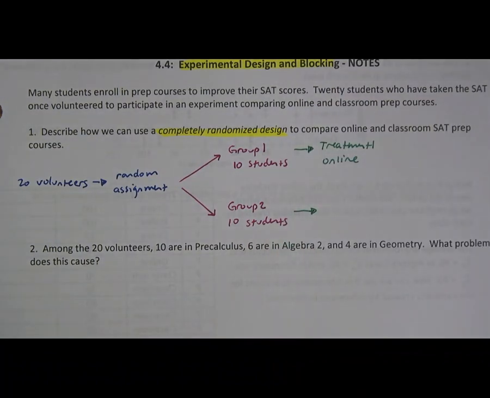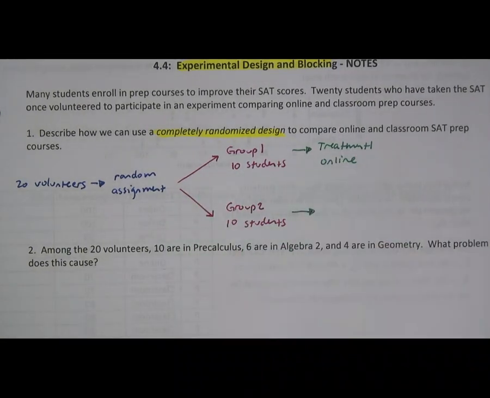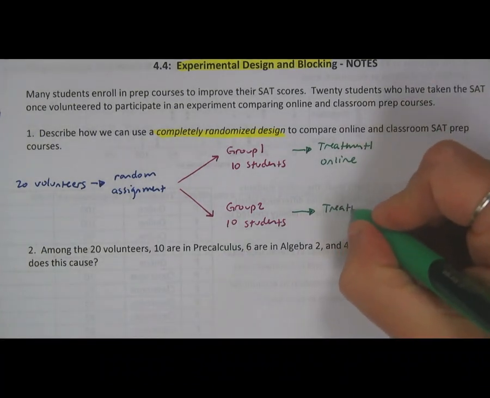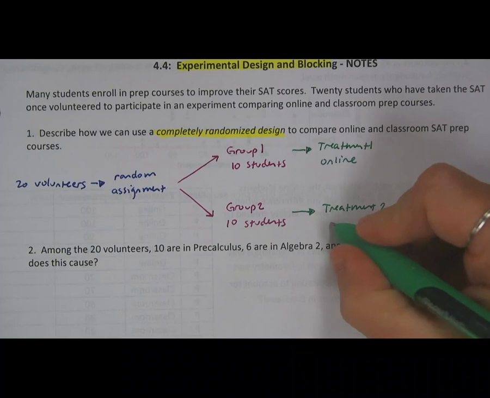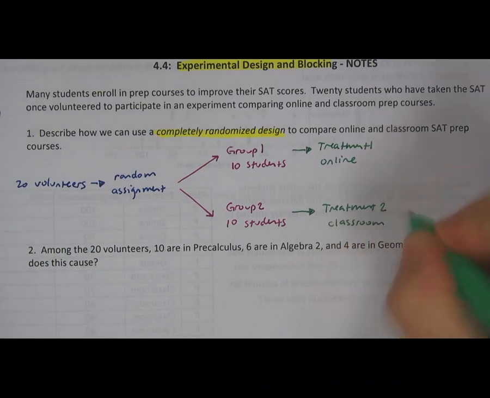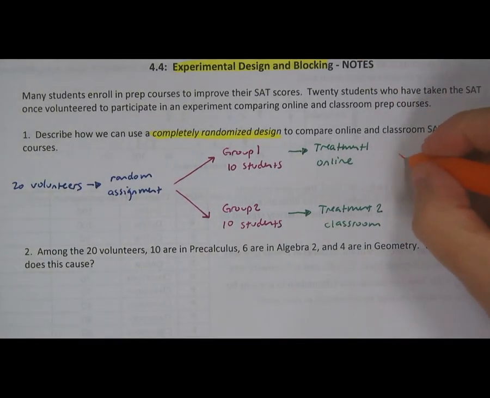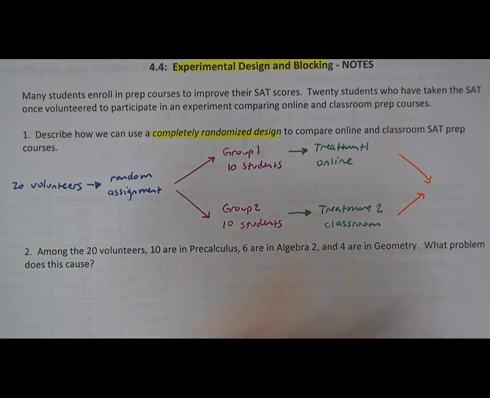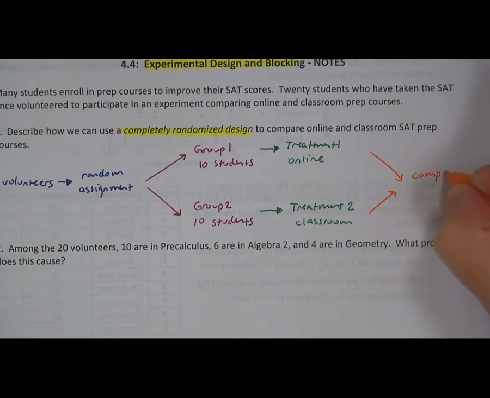Let's say I have all 20 names in a hat, and the first 10 I draw, I say, all right, you're in group 1, you're gonna participate in the online prep course, and then you'll take the SAT again, and we'll see how much you improve. If I didn't draw your name out of the hat, you're in group 2, and your treatment 2, you're gonna do the in-person classroom prep, and you'll take the SAT again, and we'll see how many points you improve. So the important thing then is to come back together in the end. This is what the diagrams will always do. Come back together in the end and compare improvement.